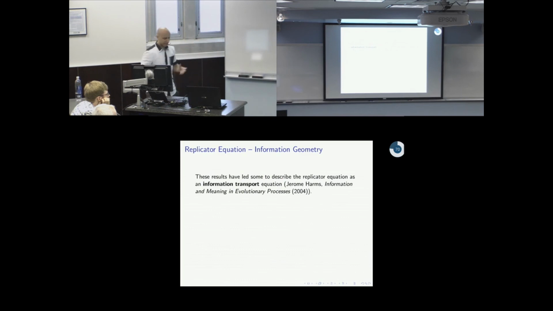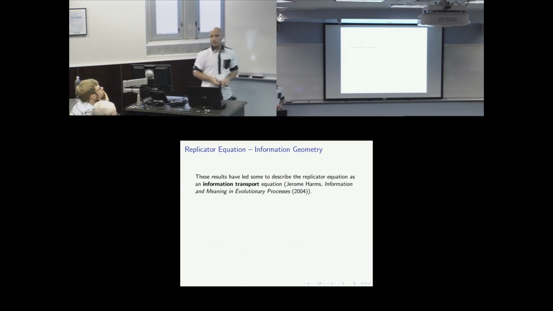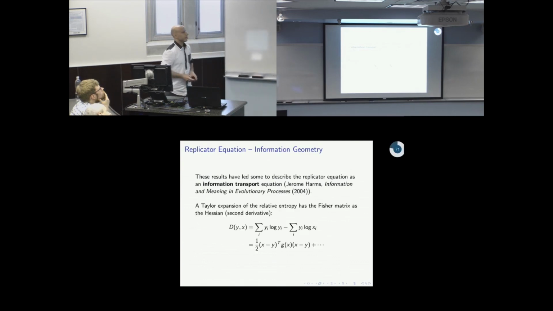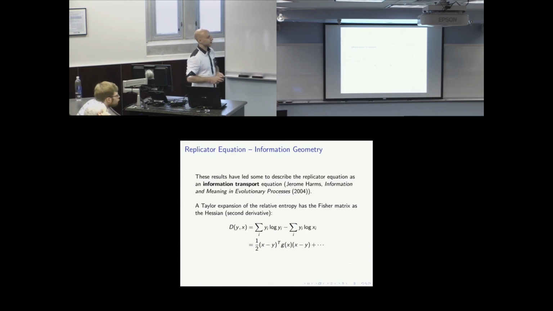Okay, so some people have interpreted this as an information transport equation, much like people think of heat transport. The two approaches are very closely related, because if you start with the KL divergence and do a Taylor expansion, the first non-zero term, the Hessian, is the exact same thing as the Fisher information matrix. And this is a widely studied concept in information geometry.